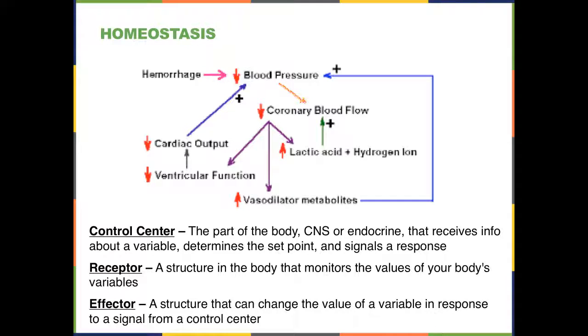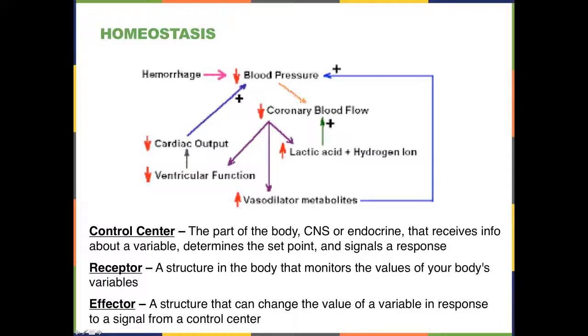And then there are effectors. An effector is a structure that can change the value of the variable in response to a signal from the control center. And so what you have here is an example. I'll show you. Here's the variable, and the set point is a certain blood pressure, okay? And the stress here is a hemorrhage or loss of blood volume.